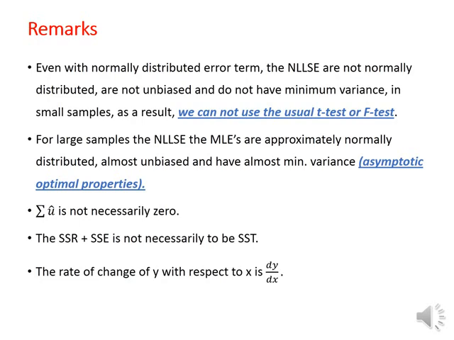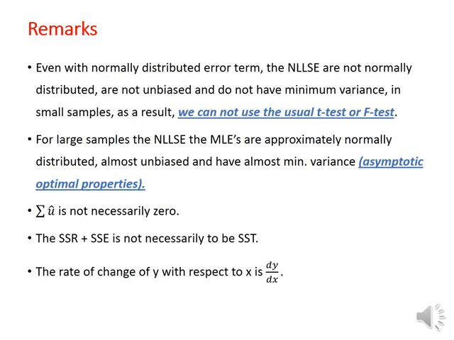While for large samples, meaning asymptotically, the nonlinear least square estimates are approximately normally distributed and almost unbiased and have almost minimum variance, asymptotic optimal properties. So in small samples we cannot apply the usual t-test or the f-test, but in large samples asymptotically it follows normal, so we can apply it.